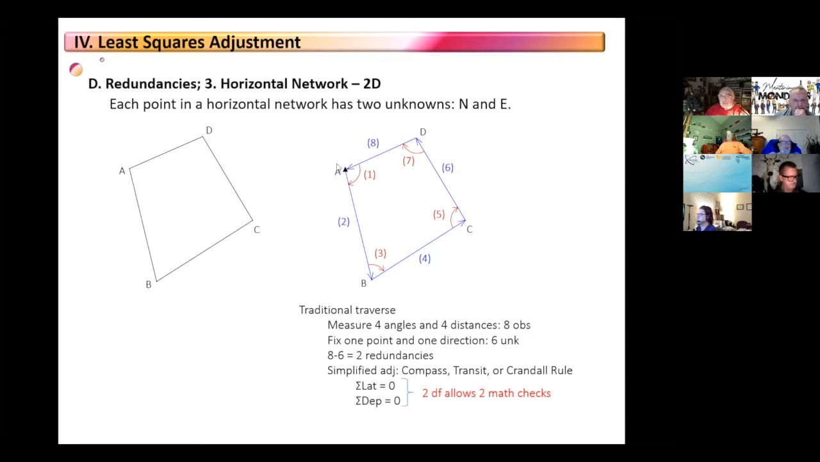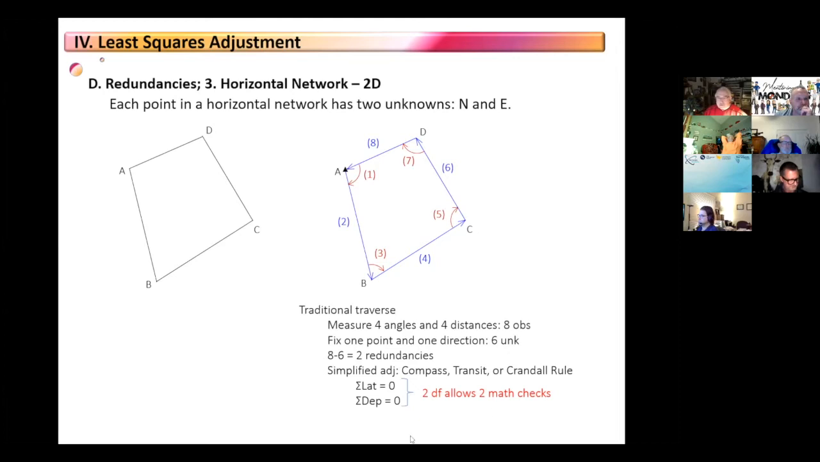And that means that we now don't have an unknown here. Those go away. Those are fixed. And we have 2, 4, 6 unknowns now because there's 2 unknowns at each one. So we have 8 measurements, 4 angles, 4 distances. We have 6 unknowns. It gives us 2 redundancies. And we normally have 2 redundancies because if we do this in the classic sense, we compute latitudes and departures.